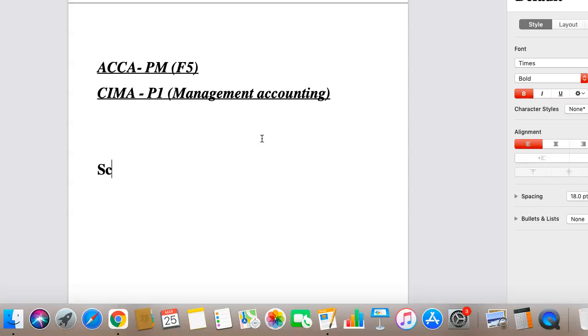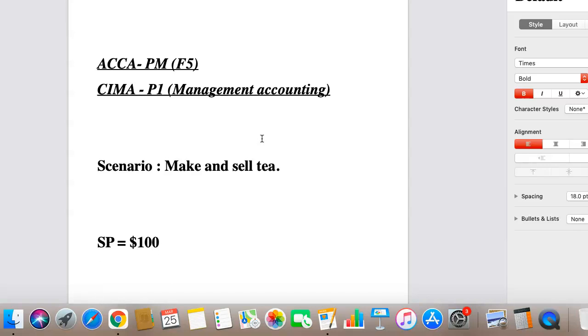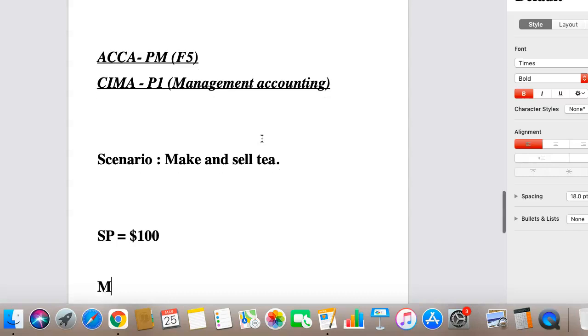And let's take a scenario where you make and sell tea. Suppose the selling price of one cup of tea is $100. Very expensive tea. And the costs involved in making this tea are, obviously you will have to buy milk, tea powder, you might want to put sugar. So you have material costs, which suppose are $5 per unit.